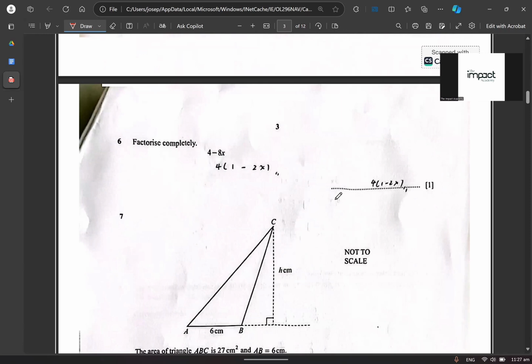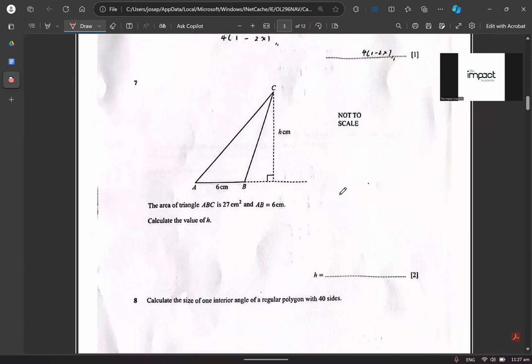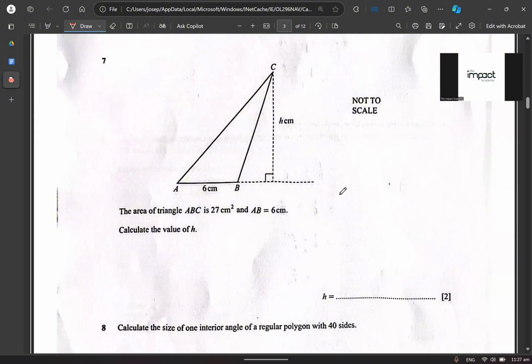Now, factorization, all correct, very good. The next one over here, what do you think this is called? Pythagoras Theorem, correct? A squared plus b squared equals c squared. This is the thing that they're trying to test you. You get what I'm trying to say now?